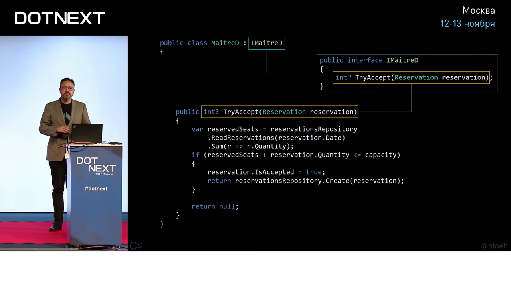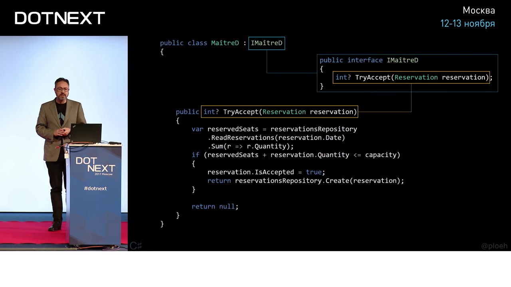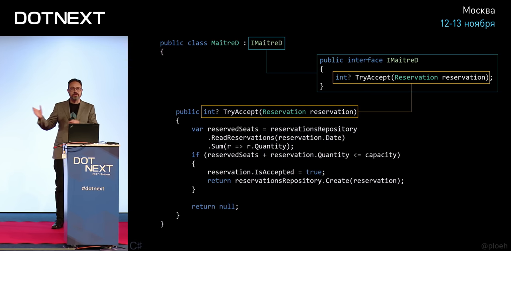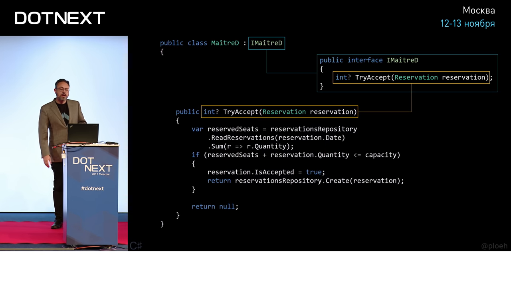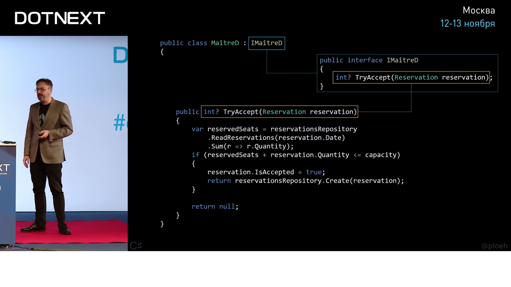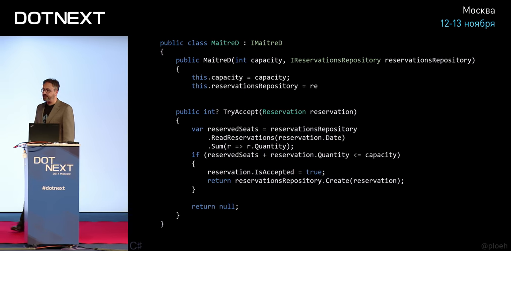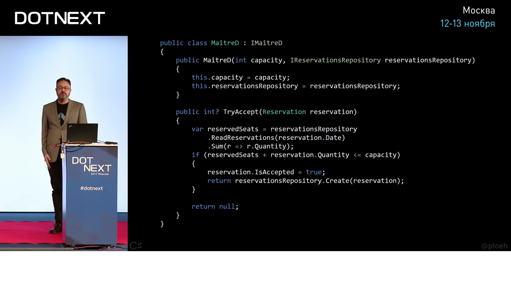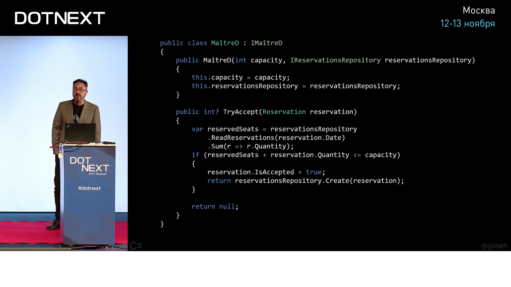I think the abstraction here is actually pretty neat. We have a reservation. That's what's going to arrive via HTTP. And then we'll return a nullable int, which basically is a reservation ID if we accepted the reservation, and null otherwise. So that's a pretty good abstraction. I don't want to pollute that abstraction. So again, we'll have to settle for the next best thing and just pass those things in as constructor arguments.